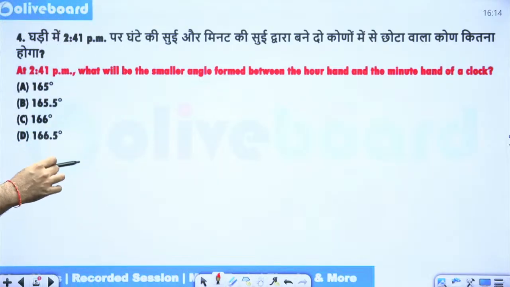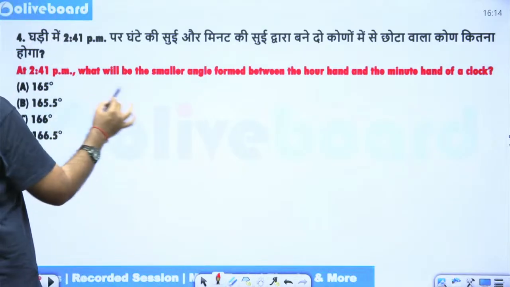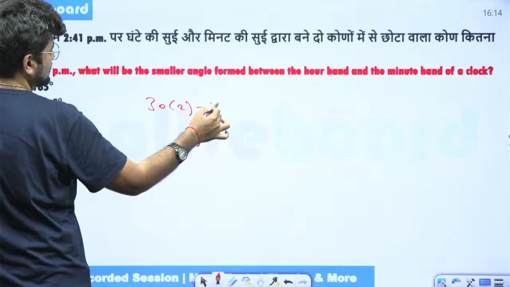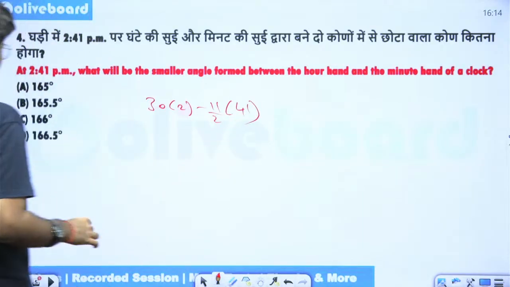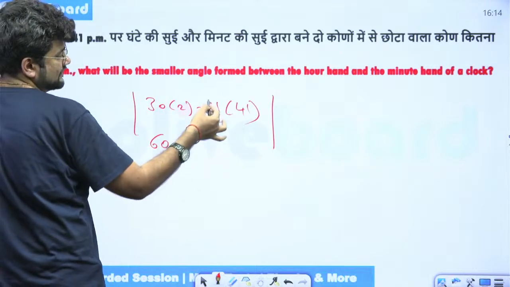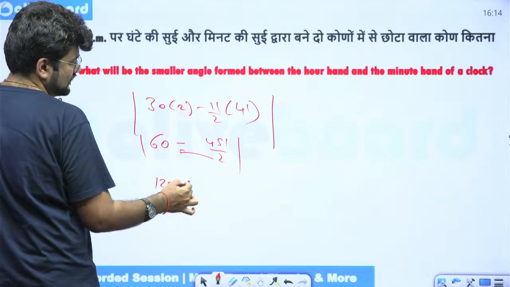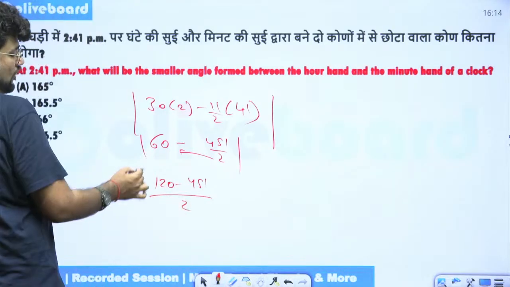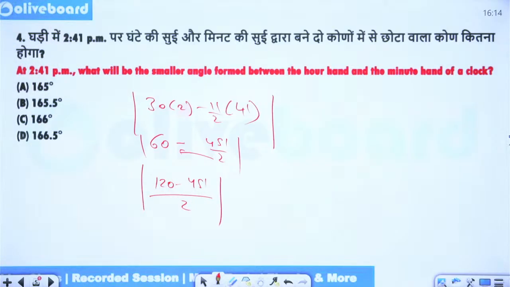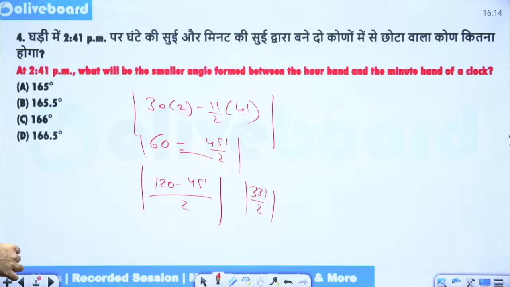Call them again. At 2:41 p.m., what will be the smaller angle formed between the hour hand and the minute hand? 30h by 2 into... Okay. Now, sorry, 165.